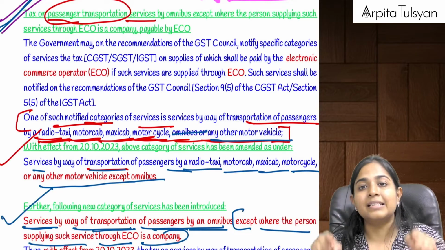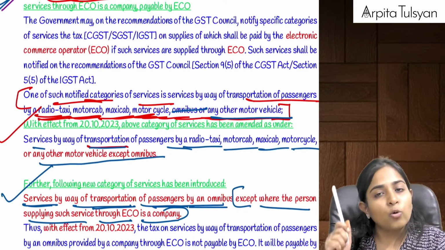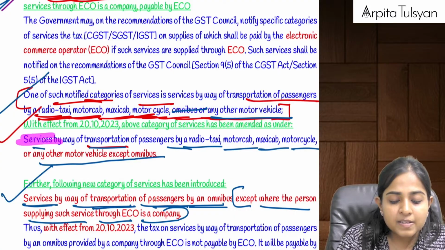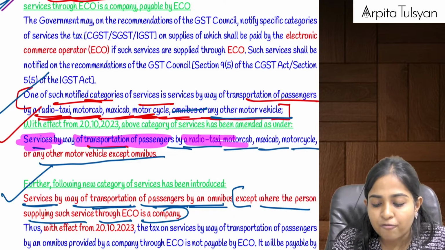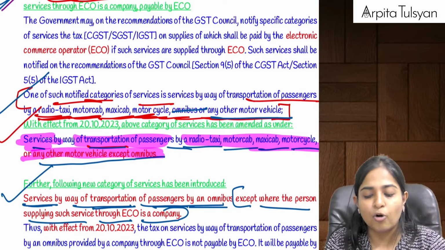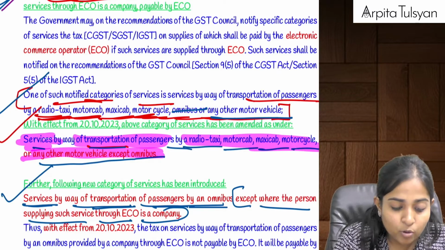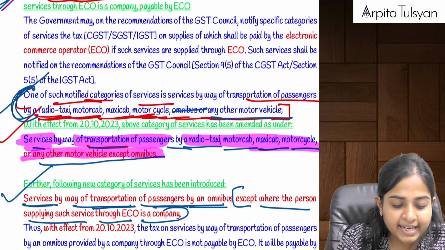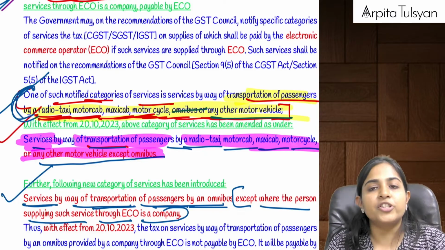Related to that list of notified services, there was an amendment. In that point, do you recollect the Ola Uber point? Yes. The statement was services by way of transportation of passengers by radio taxi, motor cab, maxi cab, motorcycle or any other vehicle except omnibus. Now what amendment did they make here? This was the original statement, the one which is highlighted in yellow.